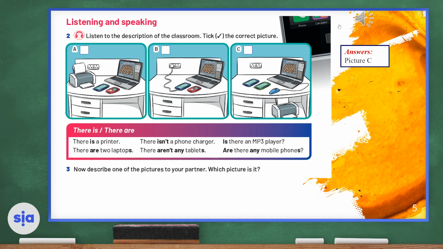Now, I want you to describe one of the pictures to your partner and ask your partner to guess which picture you're talking about. Feel free to use some of the expressions such as printer, laptop, phone charger, tablets, MP3 player, or mobile phone.